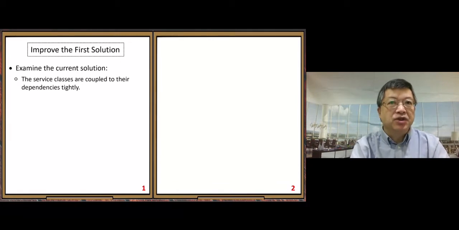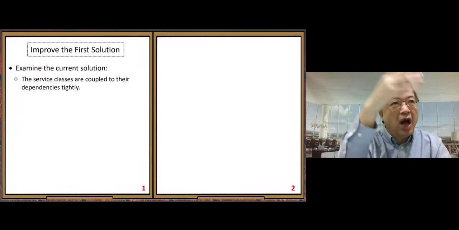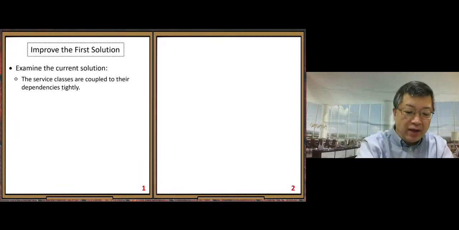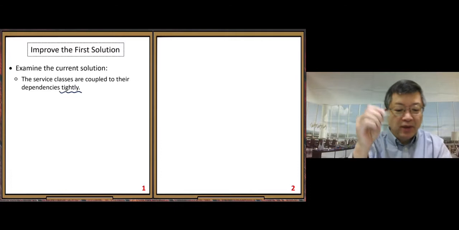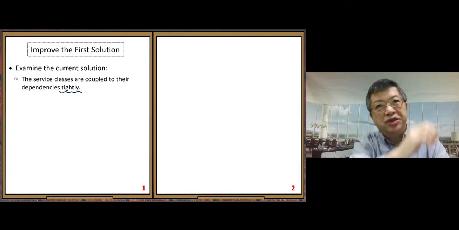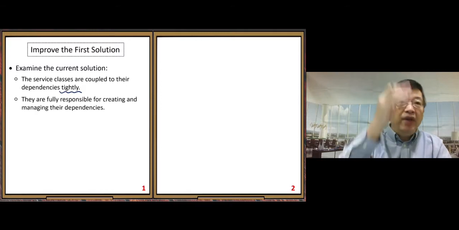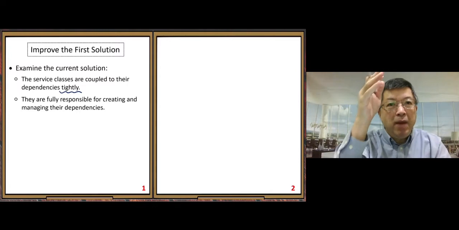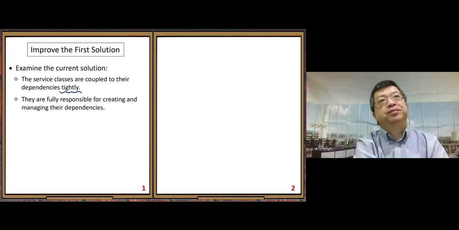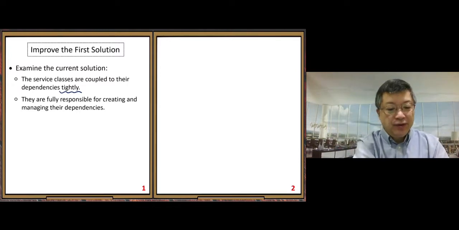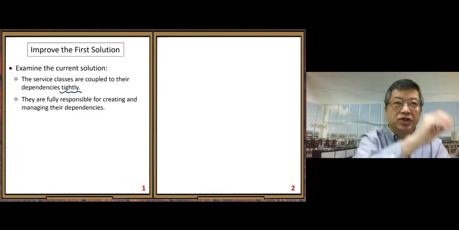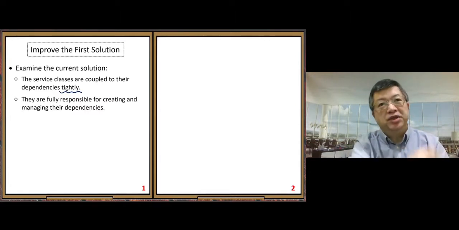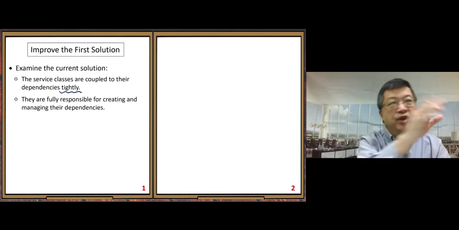The service classes are coupled to their dependencies tightly. Okay, so that tight coupling relationship. They are fully responsible for creating and managing their dependencies. So these are two main points from the first solution, and we want to change this part.